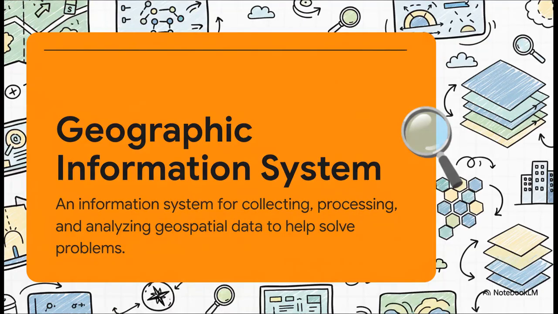When you boil it all down, a GIS is a system that's specifically built to handle any data that has a location. You can think of it like a smart map. It's not just for looking at places, it's a whole framework for asking really complex questions about our world and getting answers that are based on geography.